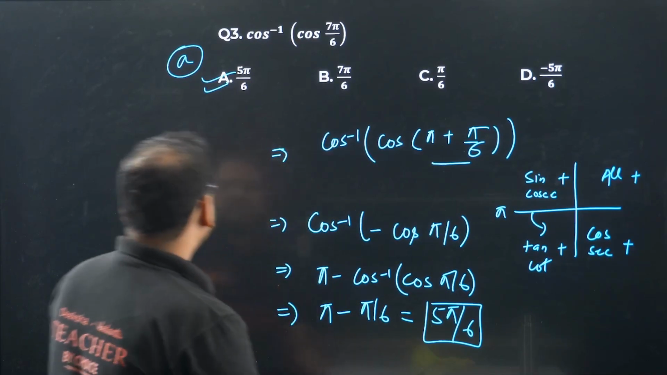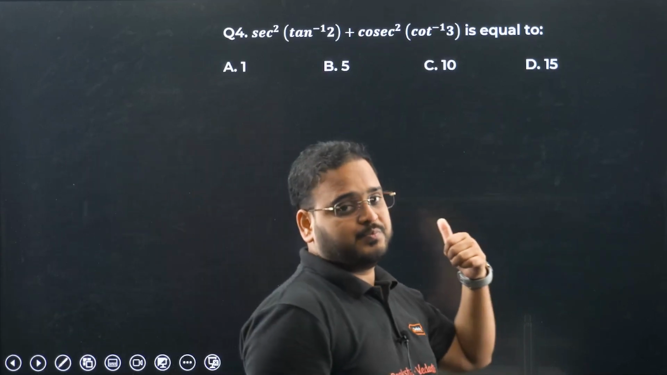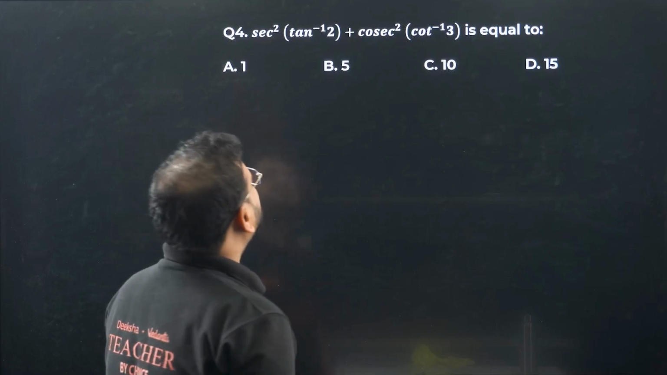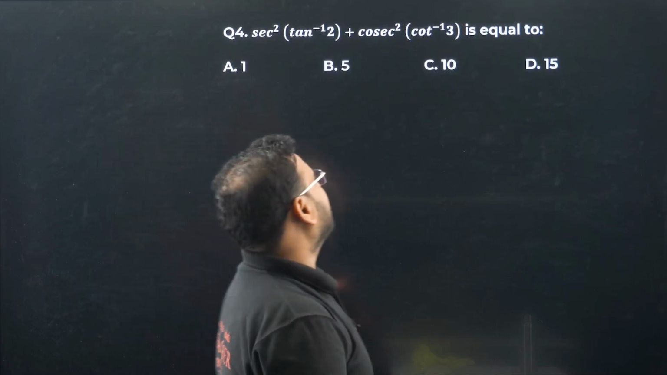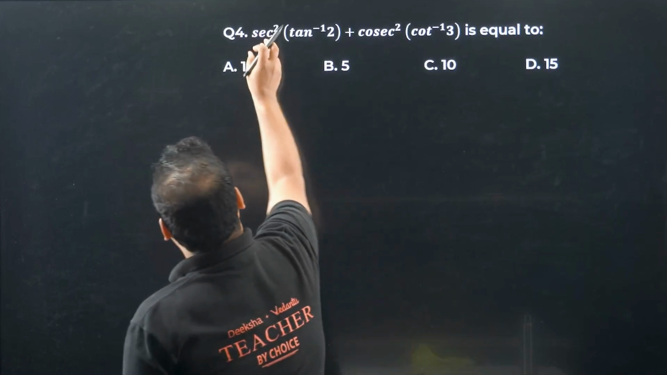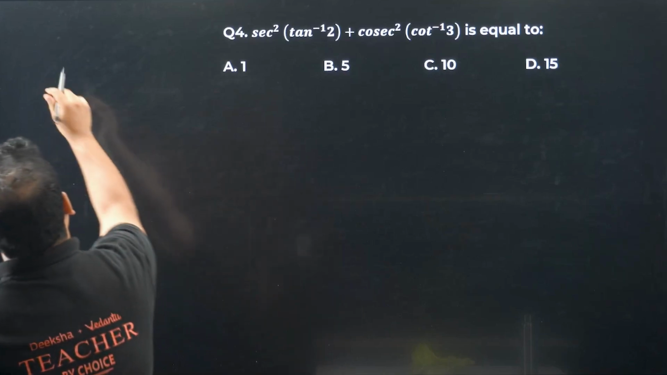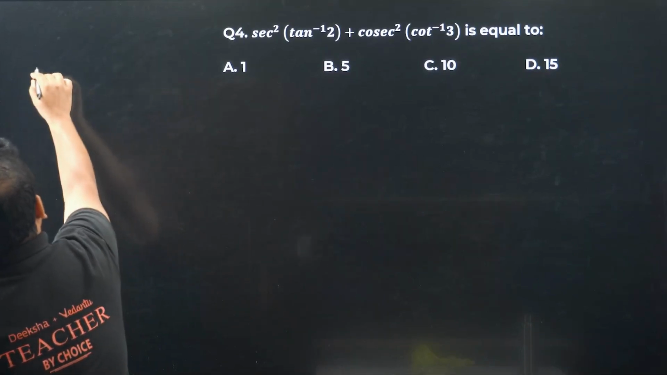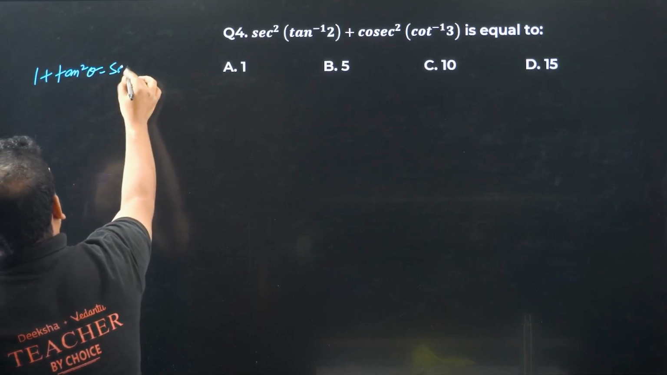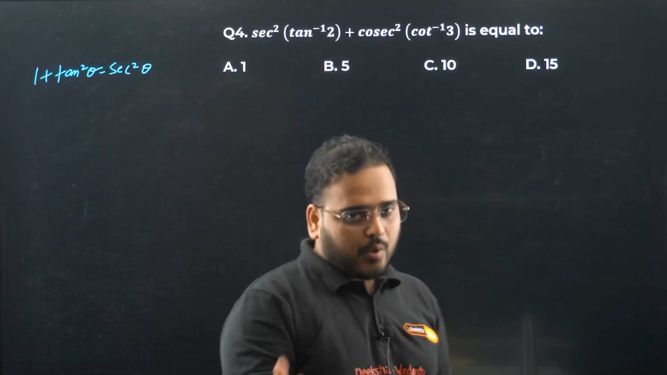Some questions will be easier, right? And this is the chapter where easy questions can be asked from. This is a PYQ. Let's solve this question. Very simple. Sec square of tan inverse 2 and cosec square of cot inverse 3. What we're going to do? Simply write sec square in terms of tan. This is an identity we have: 1 plus tan square theta is sec square theta. Same we have for 1 plus cot square theta is cosec square theta.